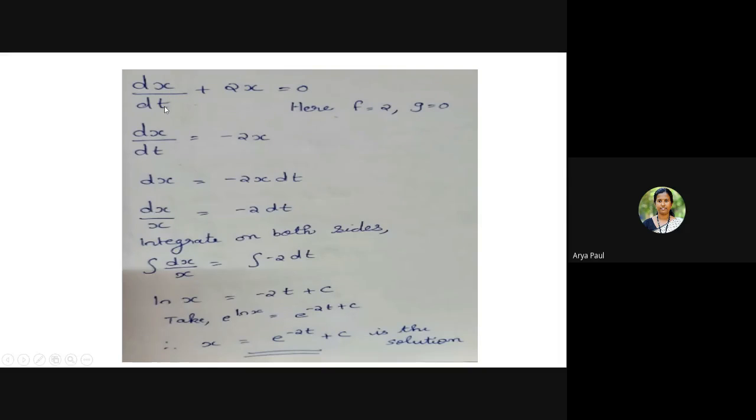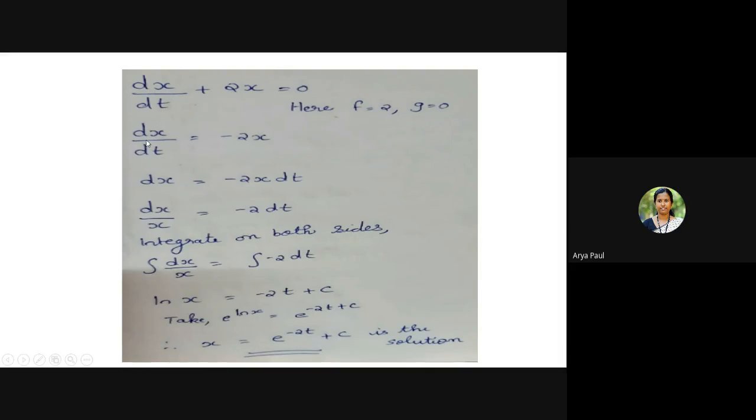dx by dt plus 2x is equal to 0. This is a first order differential equation, isn't it? Here, what is the value of f? f equal to 2. What is the value of g? g is equal to 0. So both f and g are constants, isn't it? So this is a very simple equation for solving. If both f and g are constant, this is separable, so it is easier to find the solution.